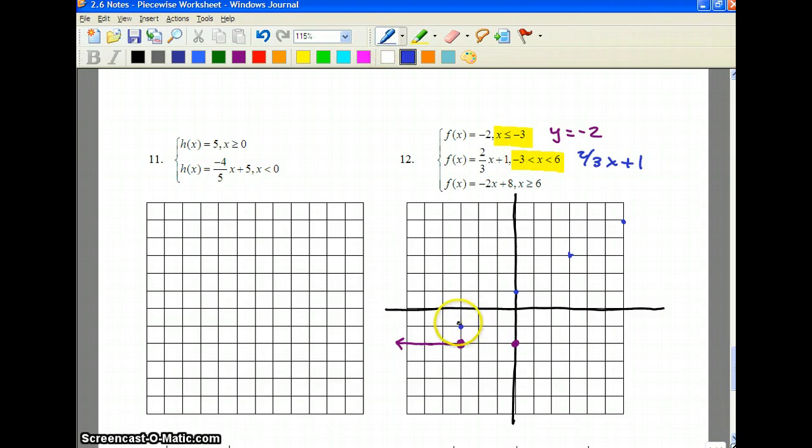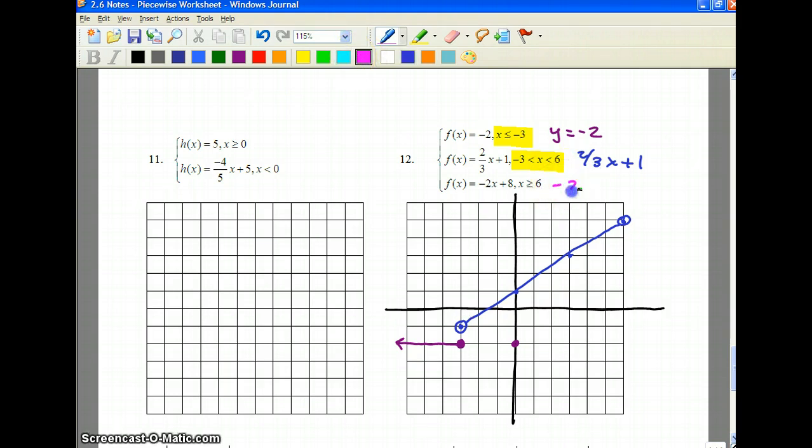So here's the -3 number, so open circle. 6, 1, 2, 3, 4, 5, 6. All the way to this guy, open circle. Connect them. So there's that piece of the problem.